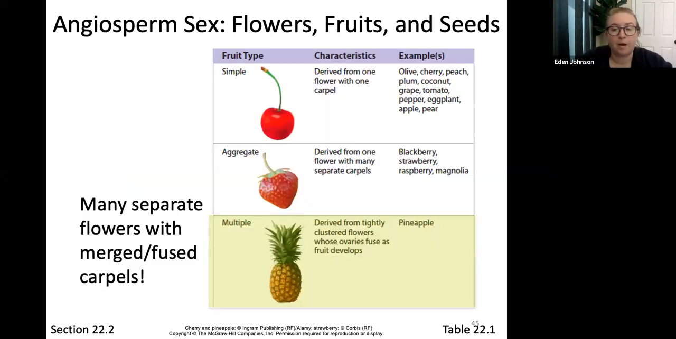Okay. All right, then you have multiple fruit types, derived from tightly clustered flowers whose ovaries fuse as the fruit develops. So you have these separate carpels with these ovaries, and the ovaries are fused at the base. So kind of like a pineapple. Have you ever cut open a pineapple before? Can you just eat the entire pineapple? No, you cannot eat the entire pineapple. That's because they're physically fused at the base.